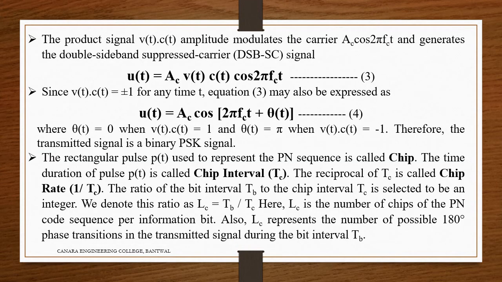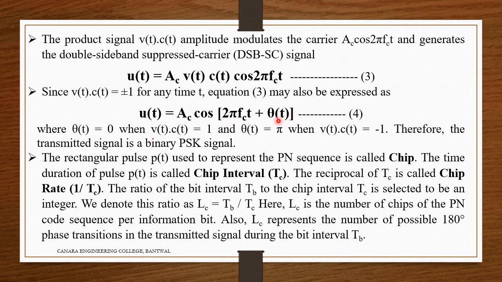Now, the product of V of t into C of t amplitude modulates the carrier Ac cos 2 pi fc t and generates the double-sideband suppressed carrier, DSBSC, signal. So we are again multiplying and sending it on the carrier signal to the channel. That is, Ac cos 2 pi fc t has been multiplied with V of t into C of t, the sequence we have generated, and we send it. Since V of t into C of t is equal to plus or minus 1 at any time t, equation 3 can be expressed by removing the plus 1 or minus 1, which tells us that u of t is equal to Ac cos of 2 pi fc t plus theta of t.